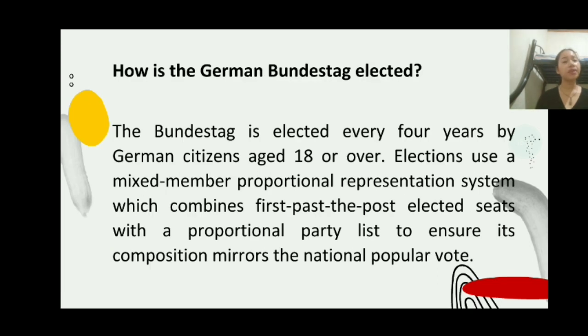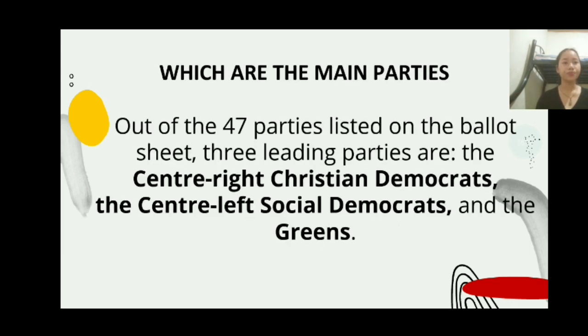How is the German Bundestag elected? The Bundestag is elected every 4 years by German citizens aged 18 or over. Elections use a mixed member proportional representation system, which combines first-past-the-post elected seats with a proportional party list to ensure its composition mirrors the national popular vote.